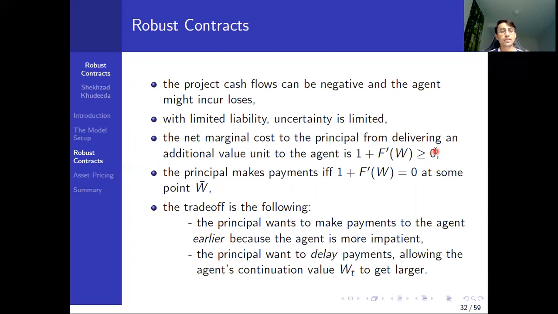So, lastly, there is the following trade-off. On the one hand, the principal wants to make earlier payment to the agent because he's impatient. On the other hand, the principal also wants to delay payment to make the agent's continuation value bigger.